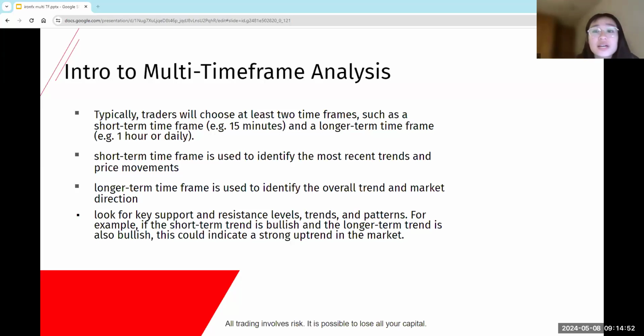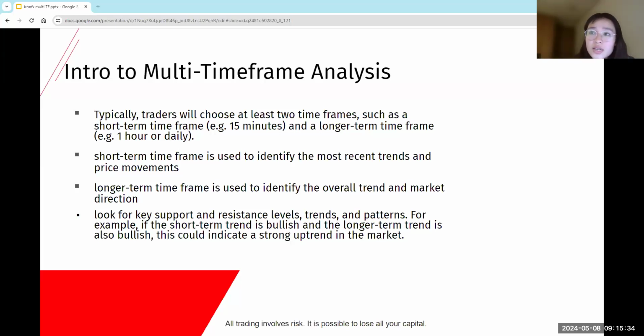Okay, so once the time frames are selected, the trader will then analyze the market from each of these time frames, looking for key support and resistance levels, trends, and patterns. That's why we went through how exactly you should look out for these support and resistance levels at the start of this webinar. So, for example, if the short-term trend is bullish and the longer-term trend is also bullish, then we would typically look to buy on any dips or pullbacks in the market. Conversely, of course, if the longer term trend is bearish, the trader might look to sell or short the market.